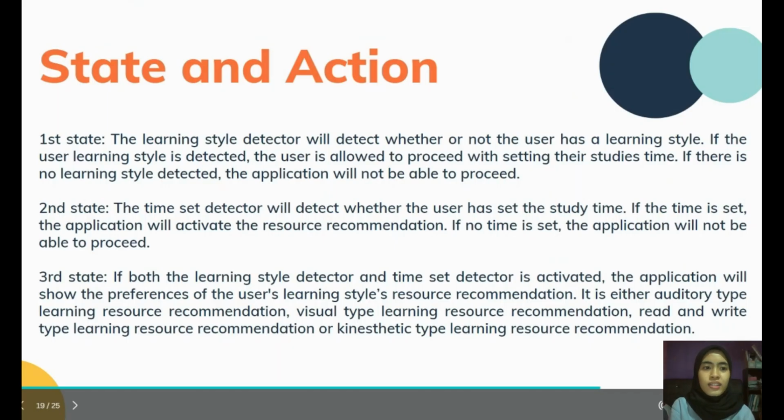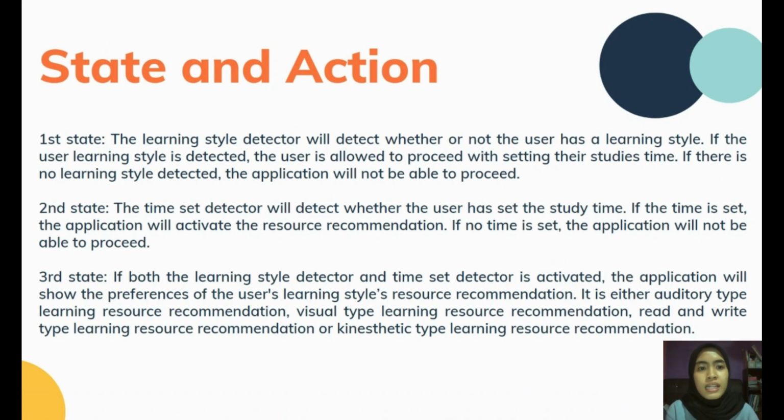Next is state and action. The first state is the learning style detector will detect whether or not the user has a learning style. If the user's learning style is detected, the user is allowed to proceed with setting their study time. If there is no learning style detected, the application will not be able to proceed. The second state is the time set detector will detect whether the user has set the study time. If the time is set, the application will activate the resource recommendation. If no time is set, the application will not be able to proceed.